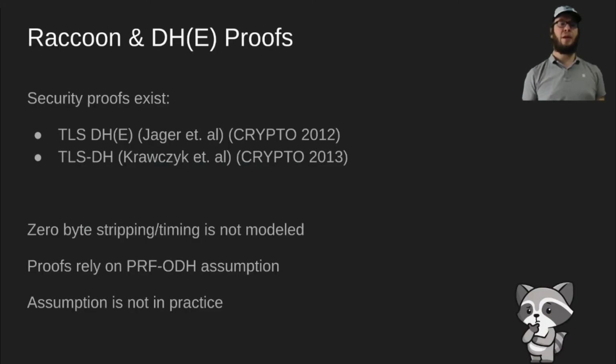An expert listener might wonder why the Raccoon attack is even possible in the first place, given that there exist security proofs for TLS-DHE and TLS-DH. While these proofs are formally correct, both proofs did not model the timing behavior nor the encoding of a premaster secret for a pseudo-random function. Both proofs relied on the PRF-ODH assumption, which is not met by real-world implementations due to timing differences caused by the zero-byte stripping, and thus make the Raccoon attack possible in the first place.